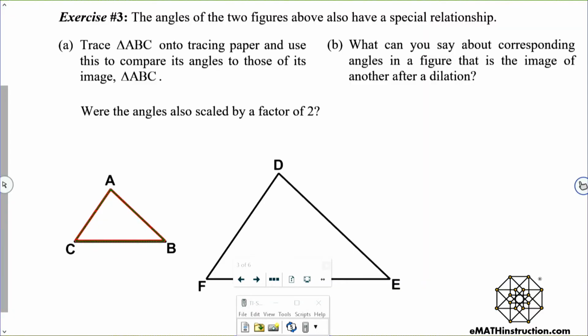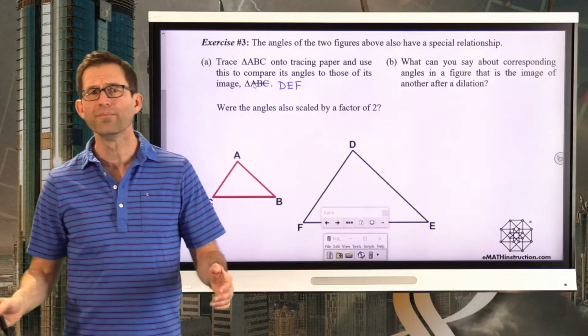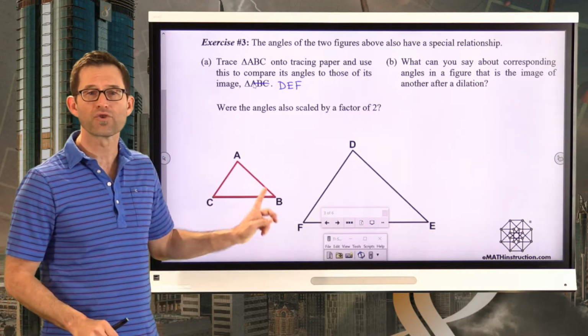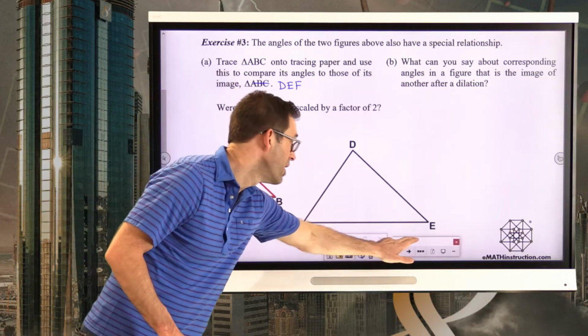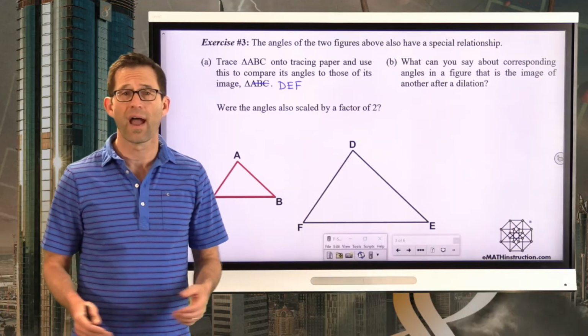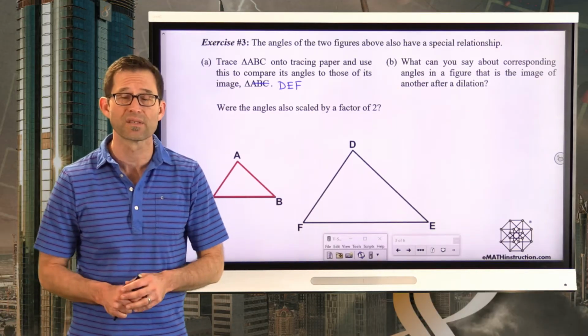All right, exercise 3. The angles of the two figures, or of two similar figures above, also have a special relationship. Letter A asks us to trace triangle ABC onto tracing paper and use this to compare its angles to those of its image triangle. It actually should be its image triangle DEF. All right? So, why don't you go ahead and do that? Trace out triangle ABC and then compare its angles to the angles of triangle DEF to see if they've also been scaled by a factor of 2. Wouldn't it make sense? I mean, all the side lengths have been scaled by a factor of 2.